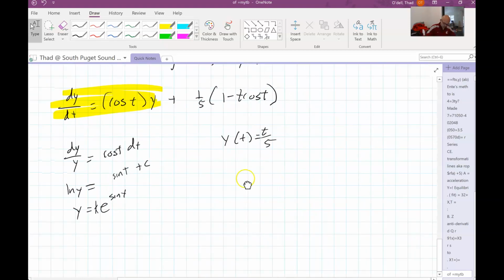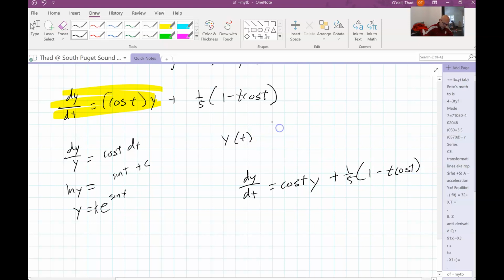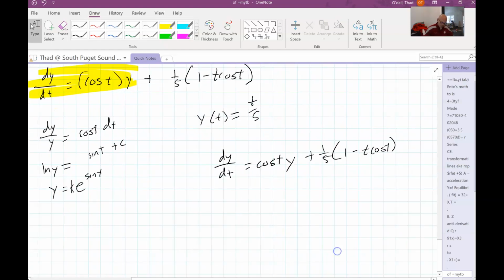So if we take dy/dt equal to cosine of t times y plus 1/5 times 1 minus t cosine t, we're going to replace y with t over 5. So, first of all, the derivative of t over 5 would be just 1/5.